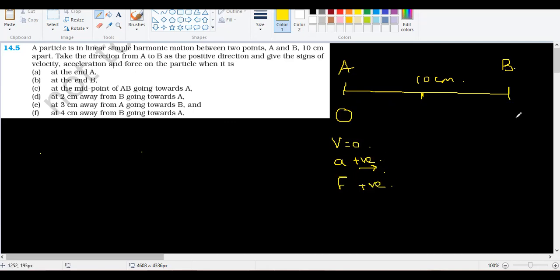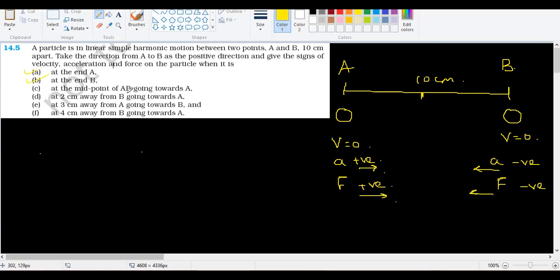At the end B, again the velocity is 0. If it's 0, I cannot say whether it is positive or negative, so I simply have to say 0. Acceleration is trying to come this side, which means acceleration is negative. Force is the same as acceleration, which means it's also negative.